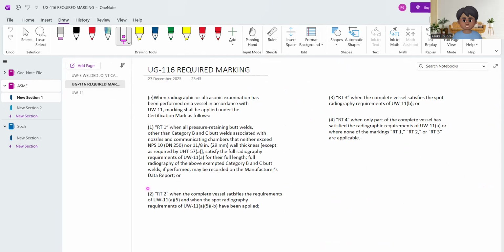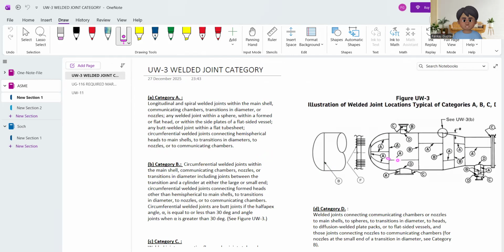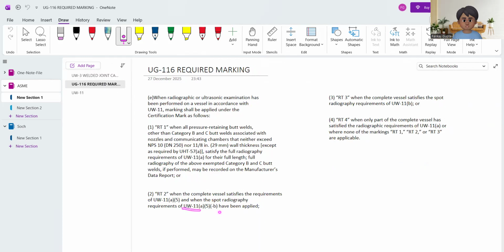As per this, mostly it is explained in many reference data that for category 2, the long seam needs to be fully radiographed and the T joint needs to be taken as per UW 11(a)(5)(b) requirements. So RT2 is also complete.